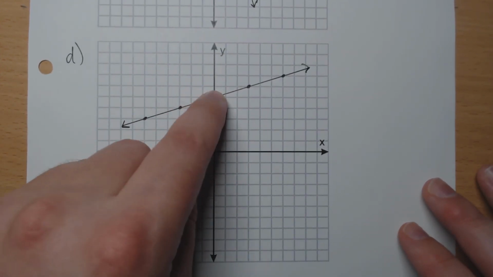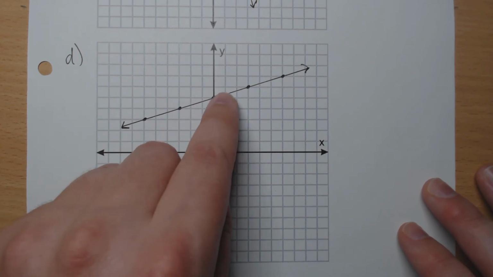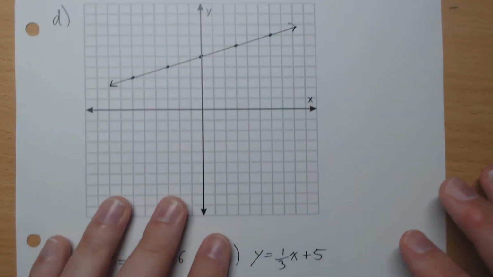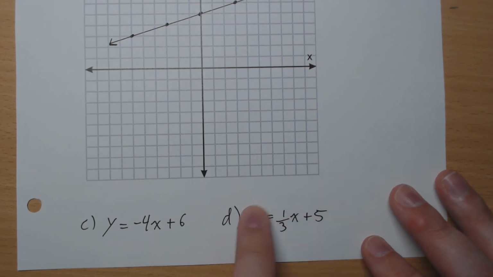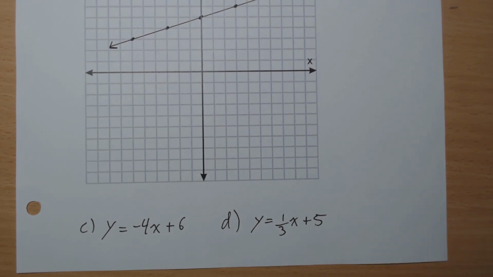D, y-intercept is 5. Slope, we're going over 3, up 1, over 3, up 1, like that, and so this is the equation of our graph.